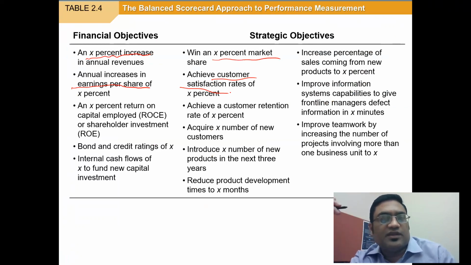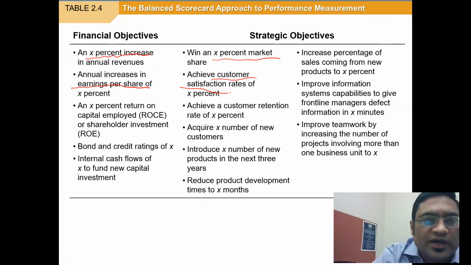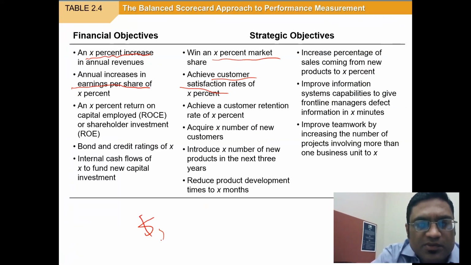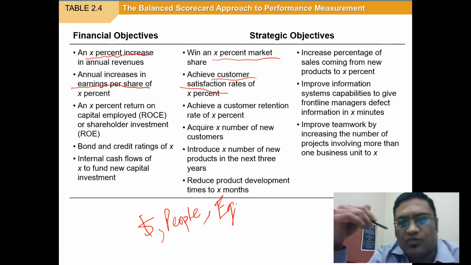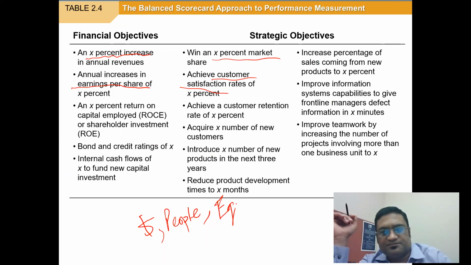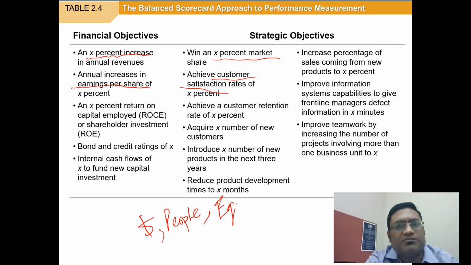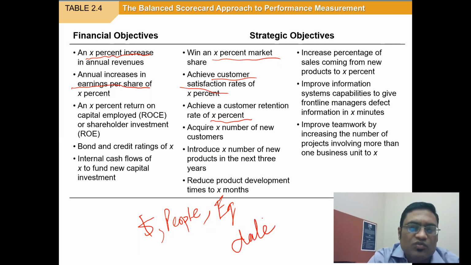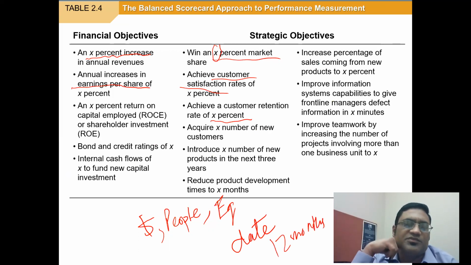When you set up an objective, you have to provide resources. The resources could be money, people, equipment, anything that would help you achieve that goal. You want to put a number so that it is clear and people understand what it is, and you also want to put a date as to when you would achieve it. Let's say you want to achieve X% of market share; you could say X% of market share within the next 12 months.